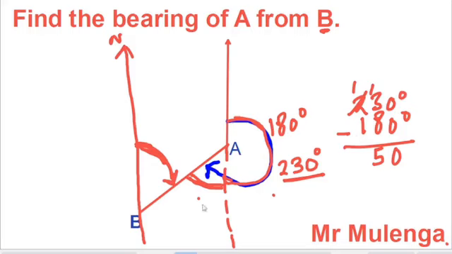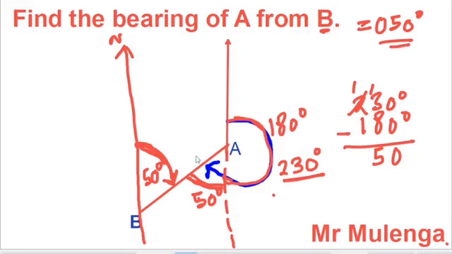Meaning that the angle is 50 degrees. So even right here, you are going to have 50 degrees. That will be the bearing of A from B, which is 050 degrees. Okay, that is our method 1.